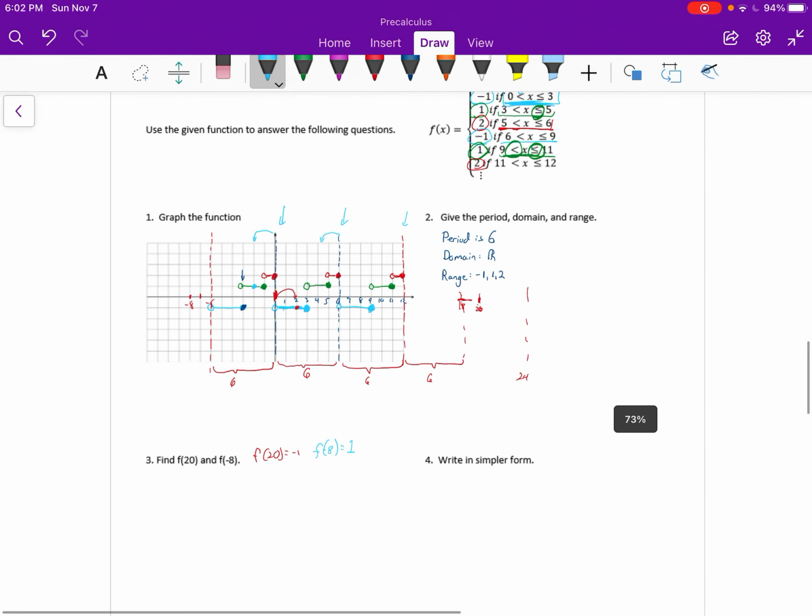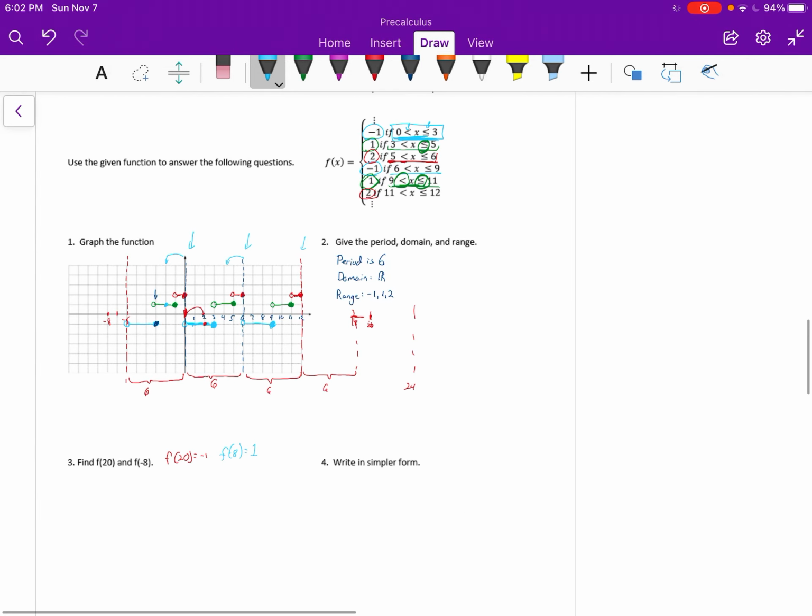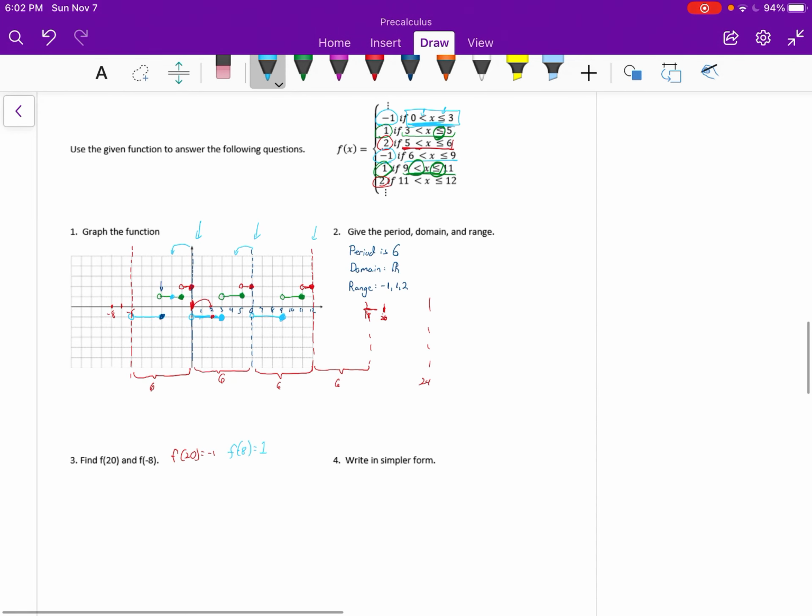All right, it says write this in a simpler form. So let's think back to what we mentioned before. We want to find the period, which we found. And with that, we're going to use this idea of 6k, where k is an integer. K is an element of the integers, which I did not write on the first video. I should have.